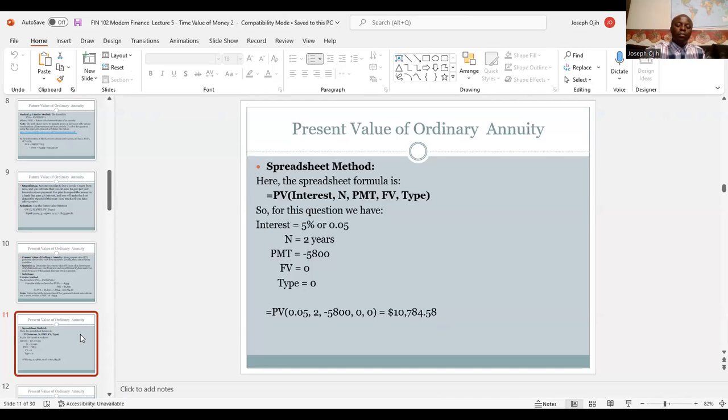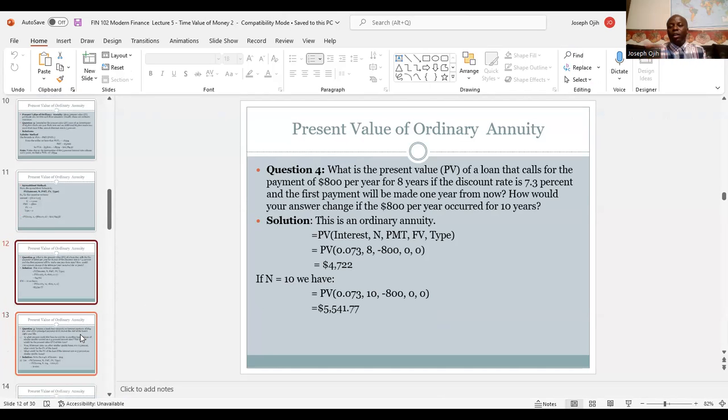So now let's look at question 4. It says, what is the present value of a loan that calls for a payment of $800 per year for 8 years if the discount rate is 7.3% and the first payment will be made 1 year from now, at the end of the period? How will the answer change if the $800 per year occurred for 10 years?